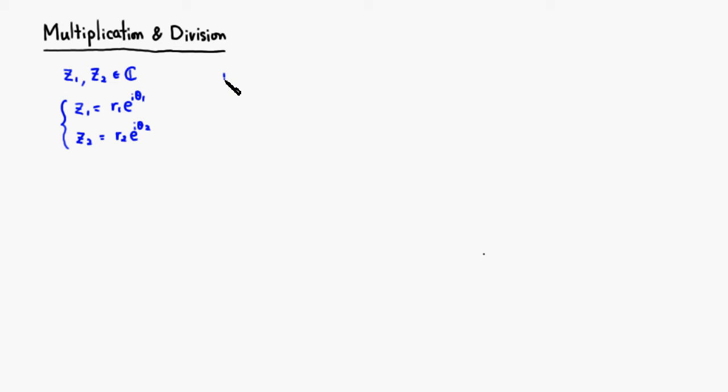So let's say 1. Let's multiply Z1 and Z2 together. We can see that Z1 is R1 e to the i theta 1, and Z2 is R2 e to the i theta 2. Then we can multiply R1 and R2 together, so I'm going to put these together, R1 times R2. And then we can put these exponentials together.